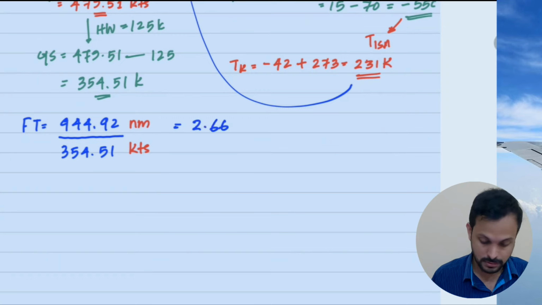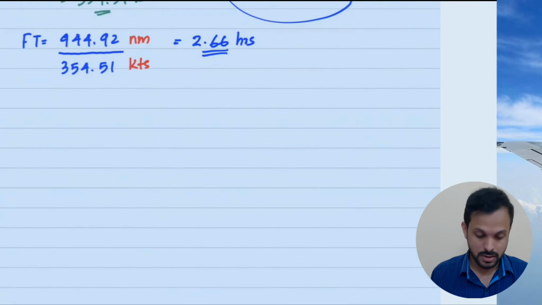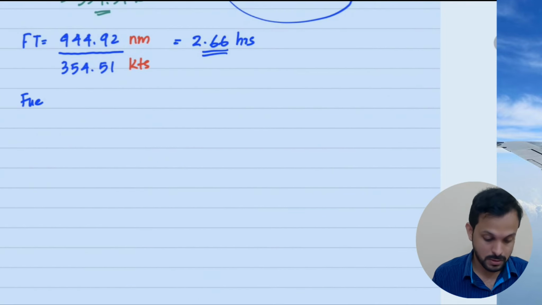So the flight time is 2.66 hours. Now the whole idea of step number 1 is to find the flight fuel, which is fuel consumption of 5950 pounds per hour multiplied with flight time, right? So let's find out the flight fuel. The fuel consumption is 5950 pounds per hour multiplied with the flight time of 2.66, and that's again in hours.